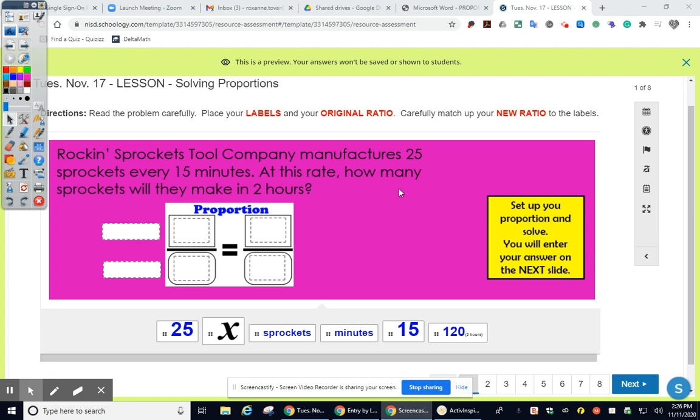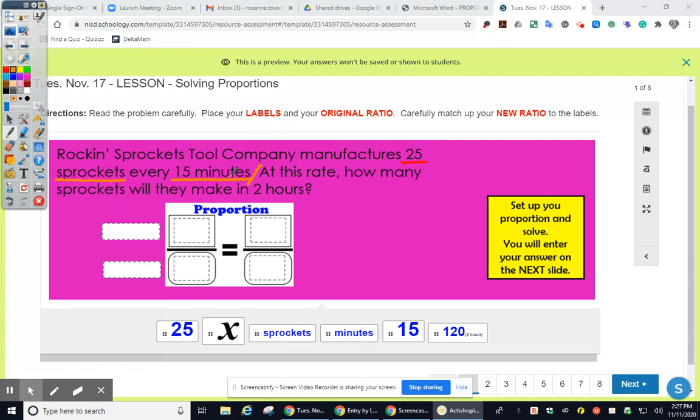All right, so today we're going to be setting up proportions and solving them. So let's look at this first one here. It says Rocket Sprockets Tool Company manufactures 25 sprockets every 15 minutes. So I'm just going to underline some important things here. 25 sprockets, 15 minutes.